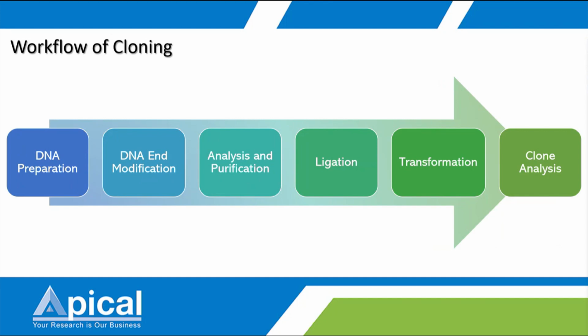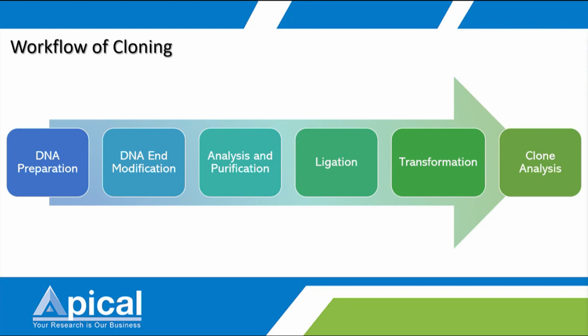So regardless of the method that you're using for cloning, the basic workflow will involve 6 steps. First, you need to prepare your DNA fragment, which means to prepare your insert. The second step is the DNA end modification, where you prepare your vector. Then after you determine your insert and vector, you will need to analyze, quantify, or purify your DNA fragment. Then after that, only you can use them to perform the ligation.